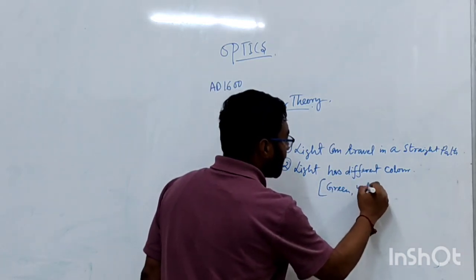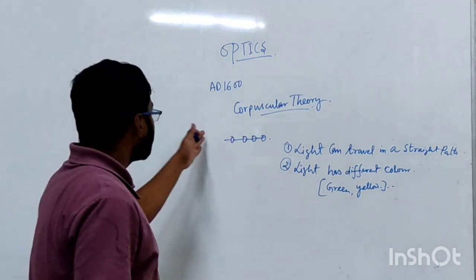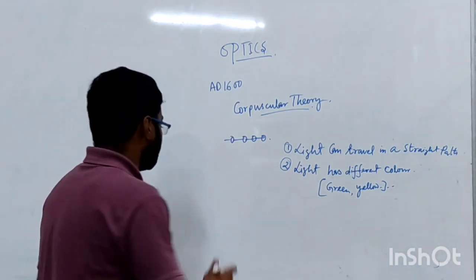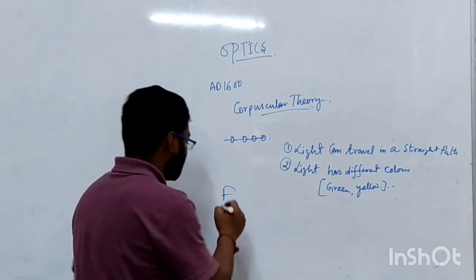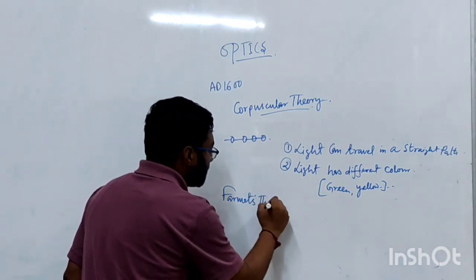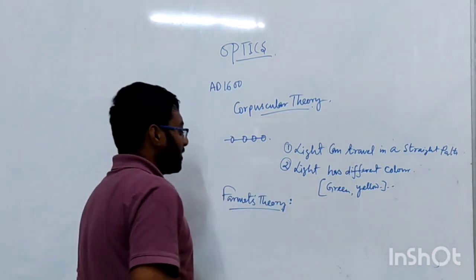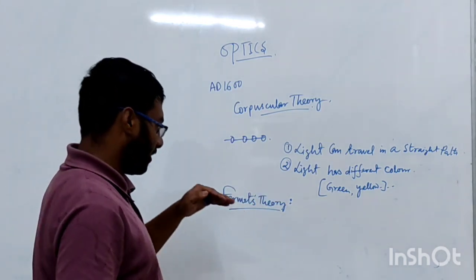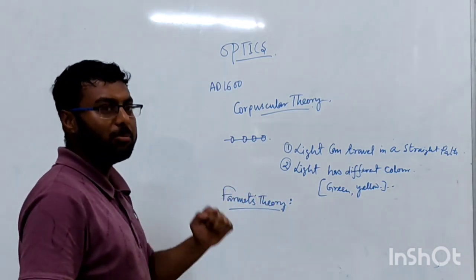Green, yellow, etc. After this theory, Fermat proposed his theory that is called Fermat's principle or Fermat's theory. According to Fermat's theory, light should travel along the path where the traveling time of light should be minimum.